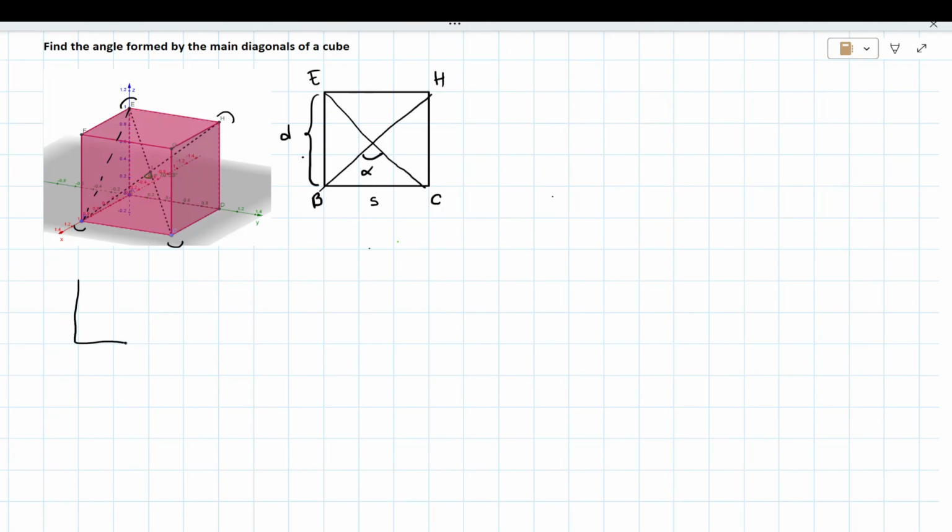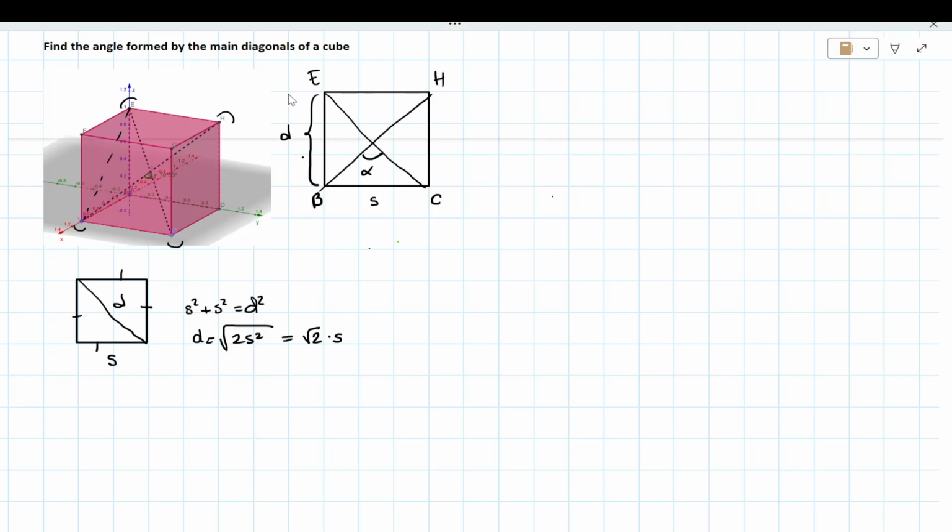So I'm going to draw the face of the cube over here, length S, and then we have the diagonal D, and this is a square. And we are trying to find D, so we are going to apply Pythagoras and say that S squared plus S squared is equal to D squared. So D is the square root of 2 times S squared, which we can write as square root of 2 multiplied by S.